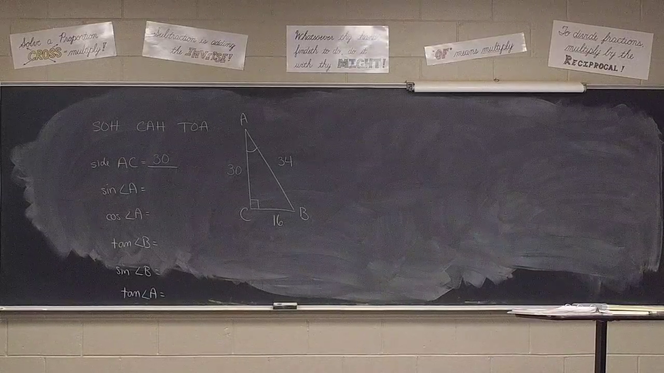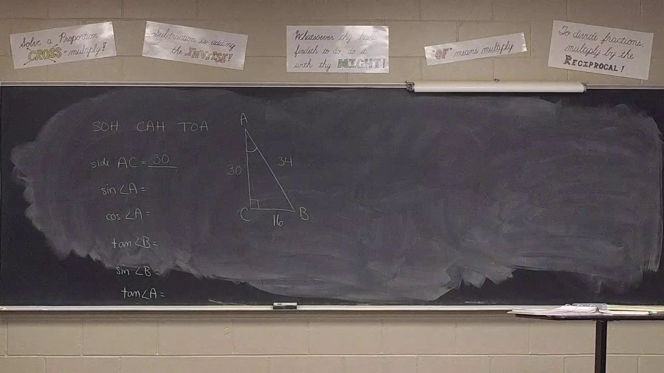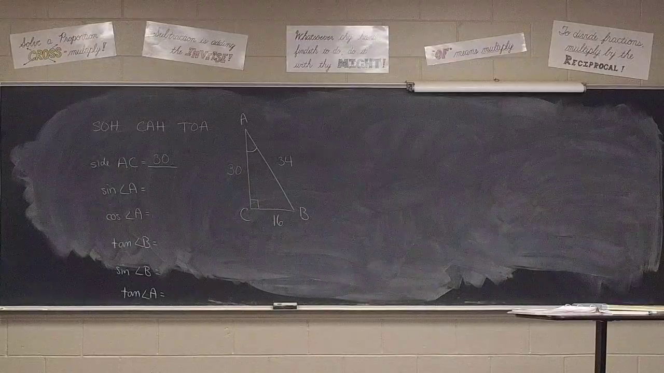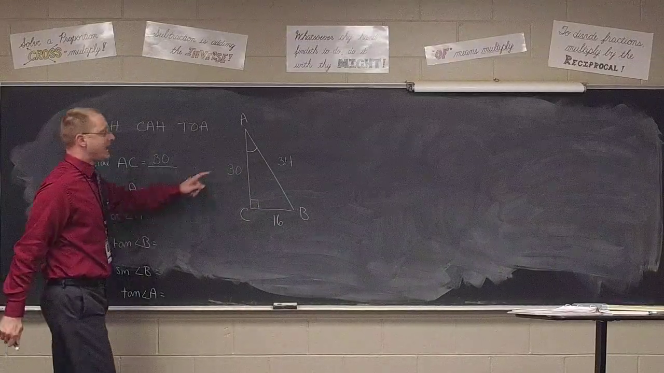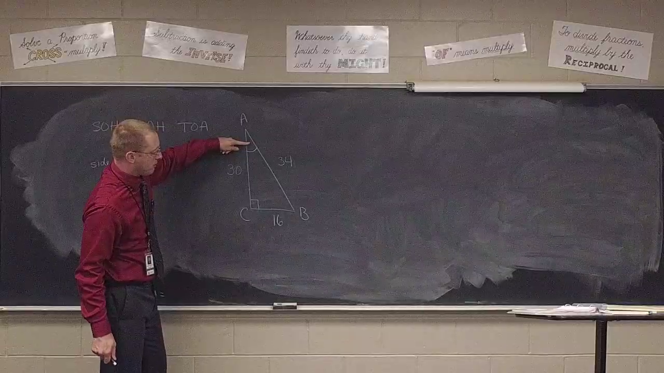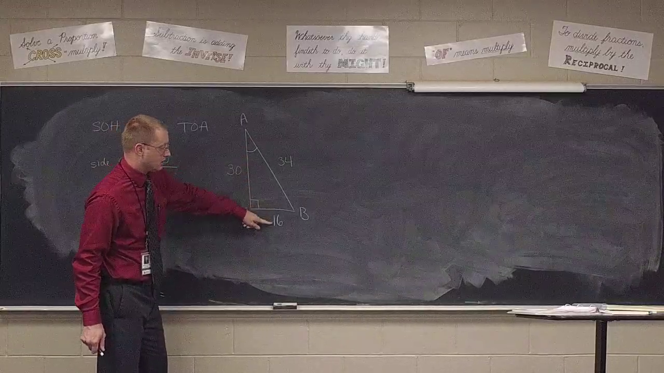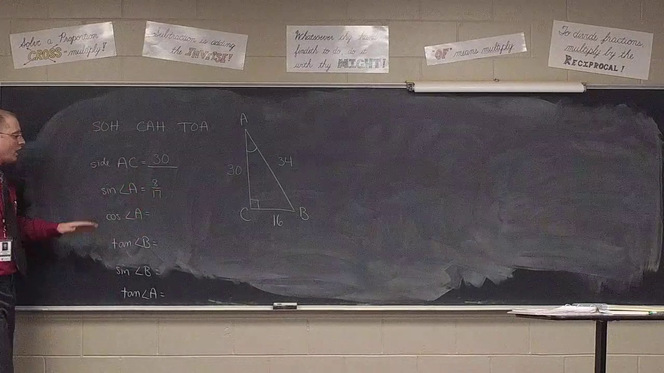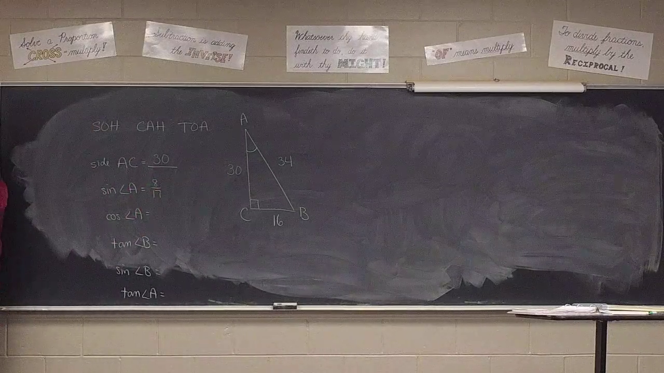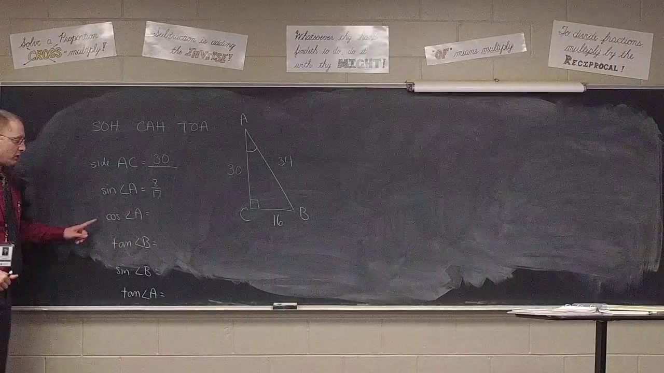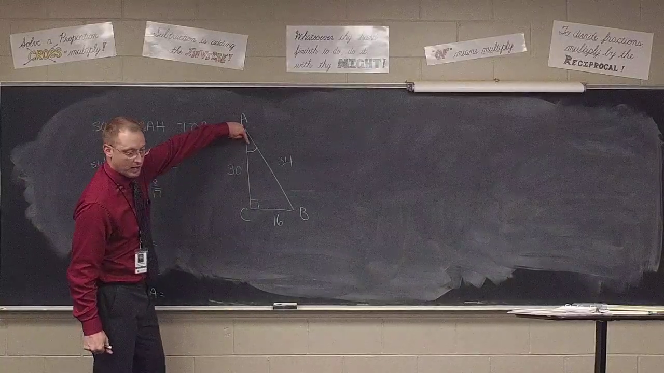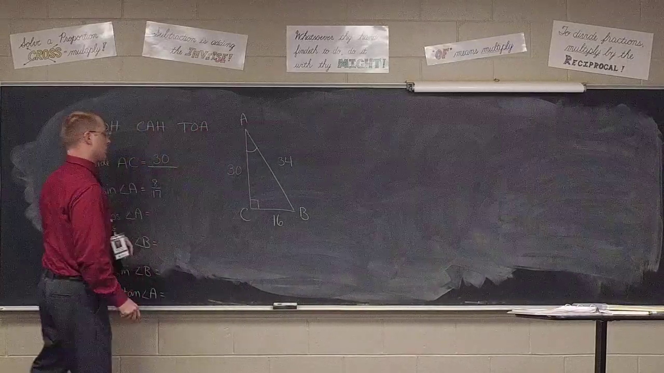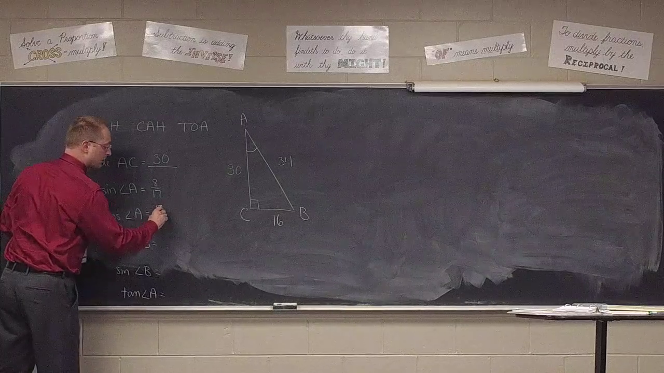All right, sine is what over what, class? In general, sine is what over what? Opposite over hypotenuse. Good. So as we look at angle A, what is opposite over hypotenuse? 8 to 17. 16 to 34, but that will reduce to 8 to 17. Good. Cosine is what over what, class? Adjacent over hypotenuse. So again, looking at angle A, adjacent over hypotenuse, 30 over 34, which reduces to 15 and 17.